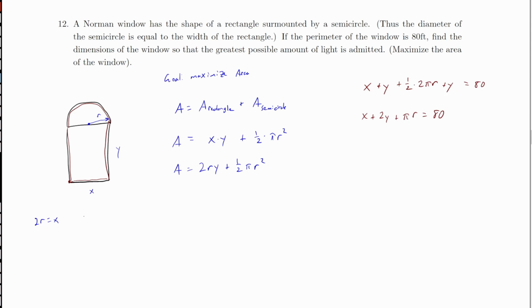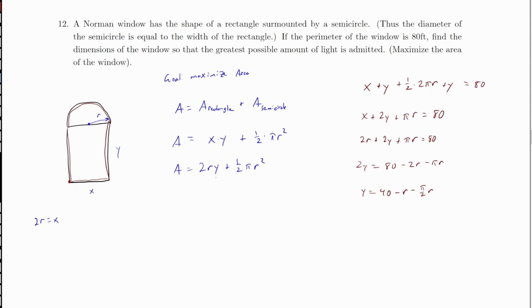And we already know that x is 2r. So 2r plus 2y plus pi r equals 80. Let's go ahead and solve for y. I think that's going to be a little bit easier than solving for r. So to get 2y by itself, we subtract. So 2y is 80 minus 2r minus pi r. And then let's divide both sides by 2. So y is 40 minus r minus pi over 2 r.